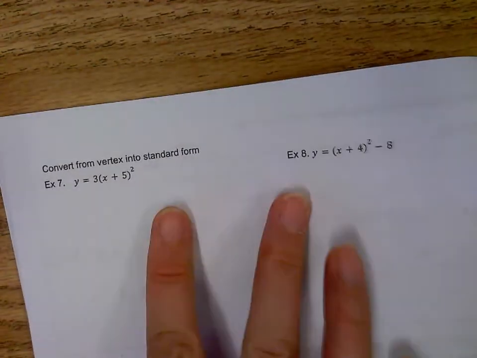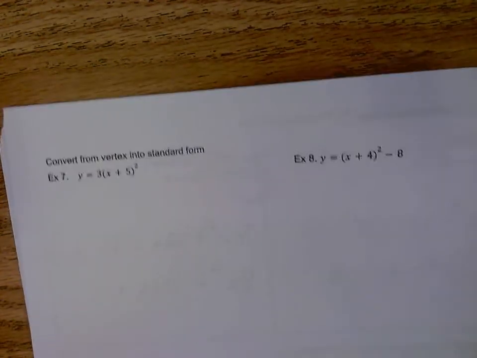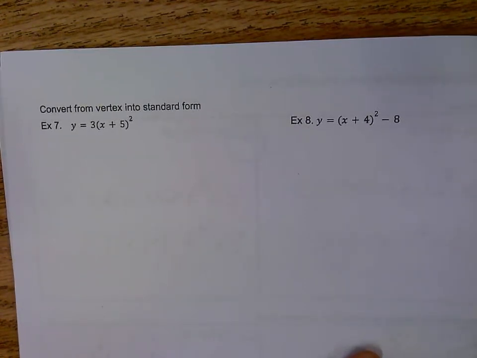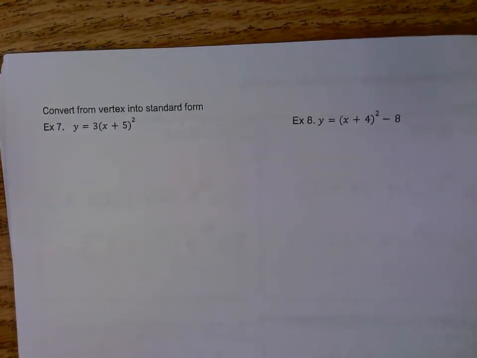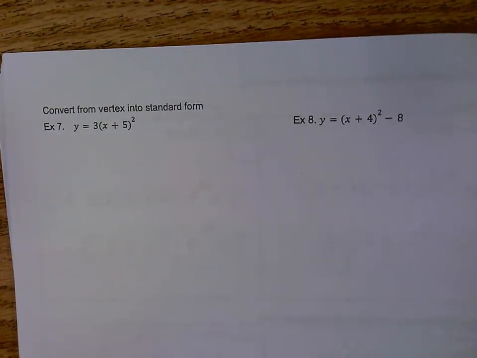Okay, I wanted to skip to, were there any problems on 210 that we skipped? There were 2 on the back page, right? So the practice from yesterday, this says convert from vertex into standard form. Standard form is what we're doing today. This is really just multiplying out using FOIL, right? So let's do one of them together and then you can try the other one.